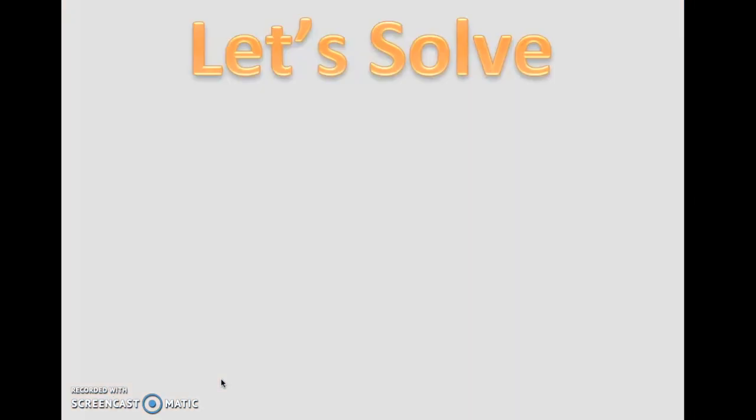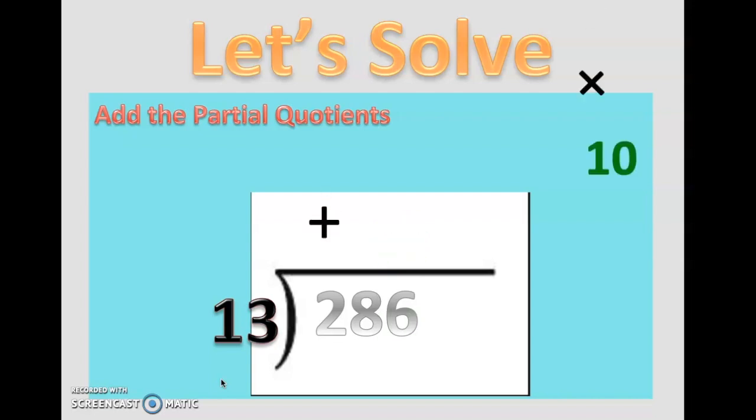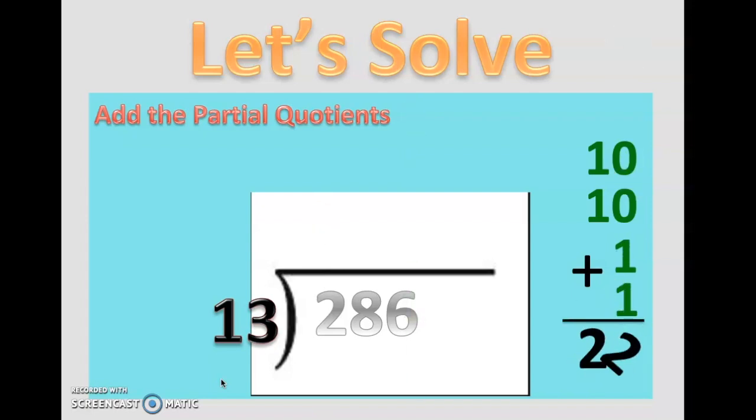Now we are not done. We still have to solve to find our quotient. So we're going to solve by adding the partial quotients. So partial quotients are 10 plus 10 plus 1 plus 1, and that will give us our total number, 22. And what is 22 again? If you say quotient, you're correct.